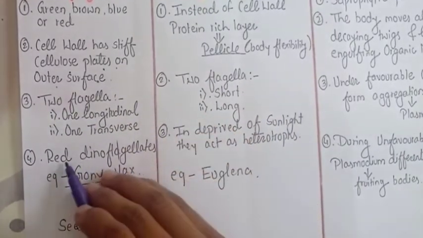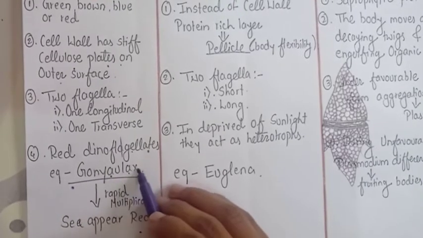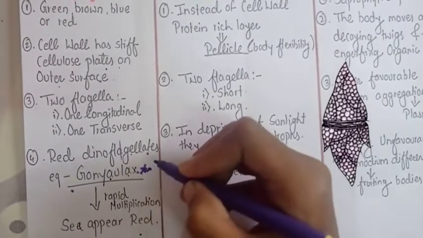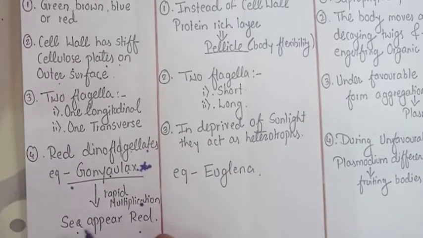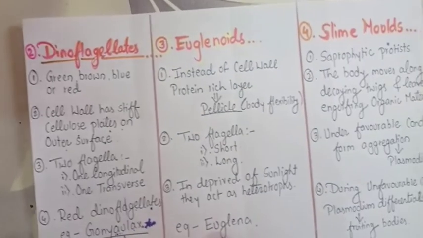Now, an example of red Dinoflagellates is Gonyaulax. It is a very important example that we have to remember. It causes rapid multiplication, due to which the sea appears red in color. Now, let's move to the Euglenoids.